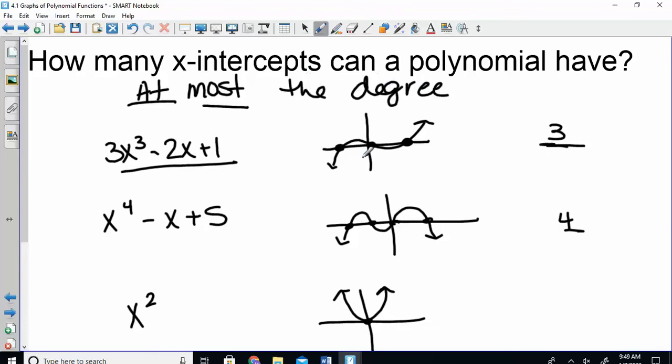So the degree is how many zeros, how many solutions, how many x-intercepts it can have, but it could be fewer. So if it's an x to the 5th, at most, how many times could it touch the x-axis? 5. If I give you a graph that touches the x-axis 3 times, then the degree would have to be 3 or more, right? Okay.